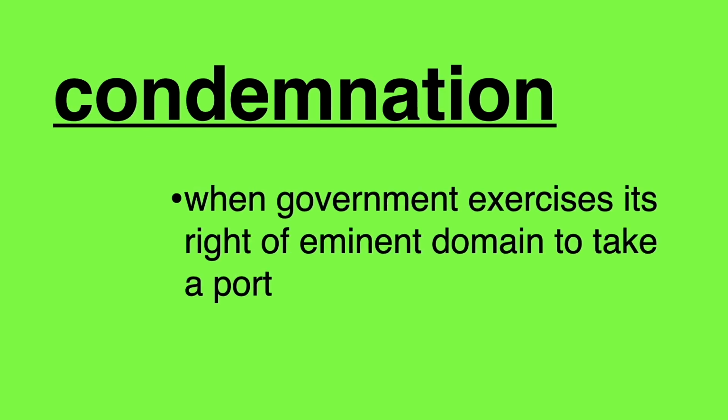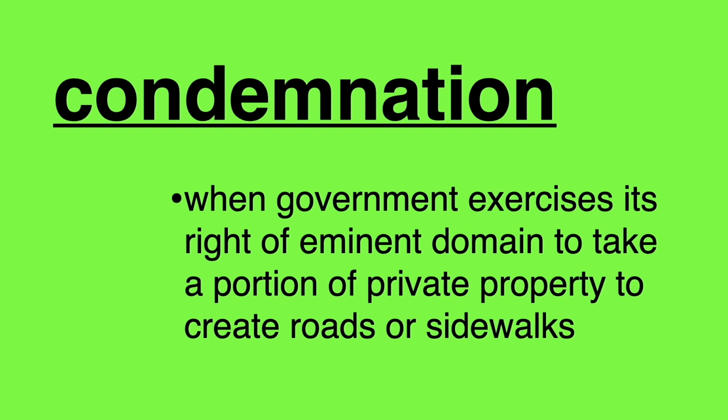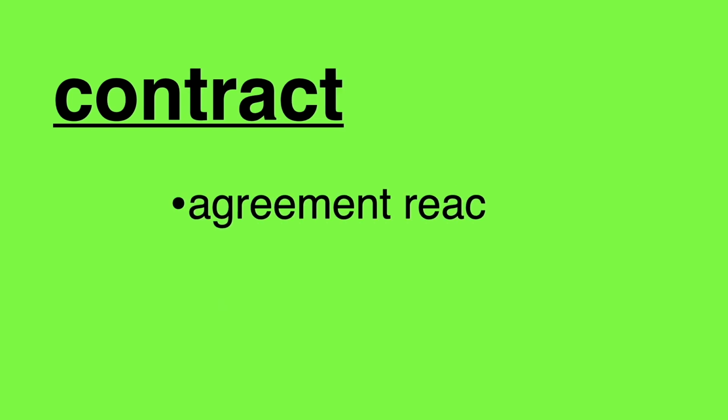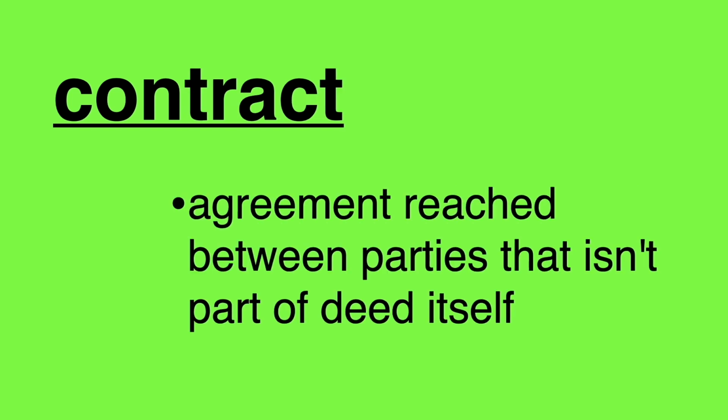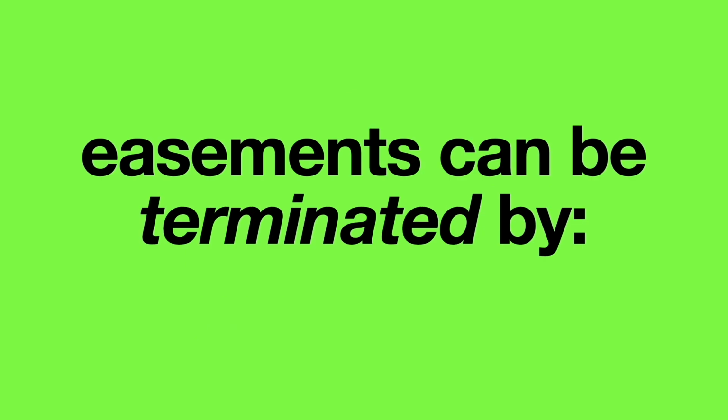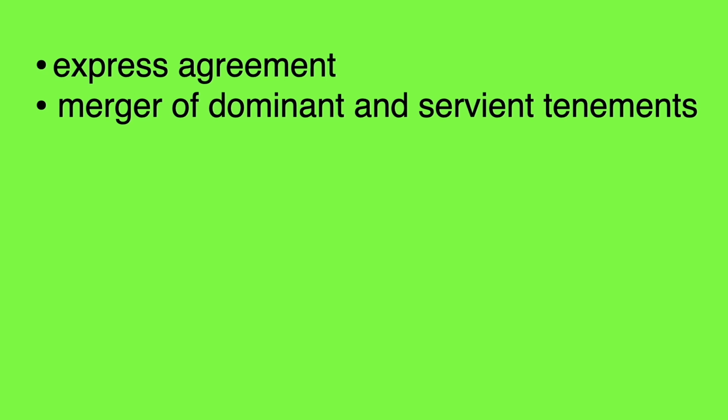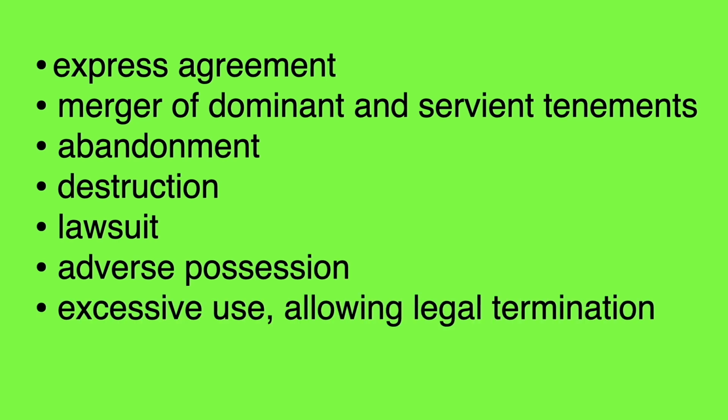Condemnation. This is when the government exercises its right of eminent domain to take a portion of private property to create roads or sidewalks. By contract. This is an agreement reached between the parties that isn't part of the deed itself. An easement may be terminated by express agreement, merger of the dominant and servient tenements, abandonment, destruction, lawsuit, adverse possession, excessive use, allowing legal termination, estoppel.